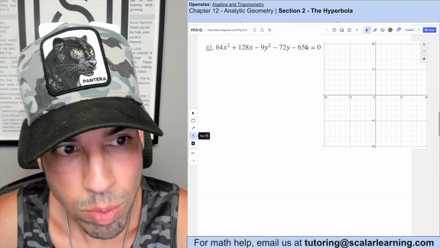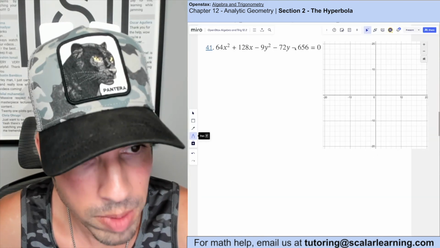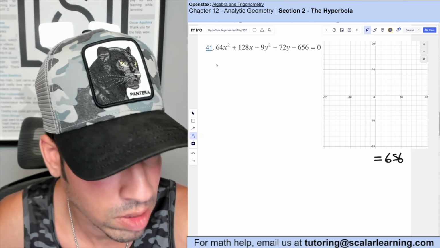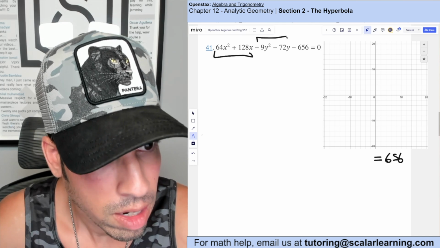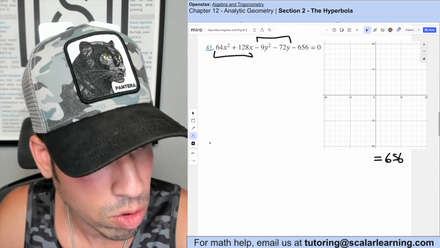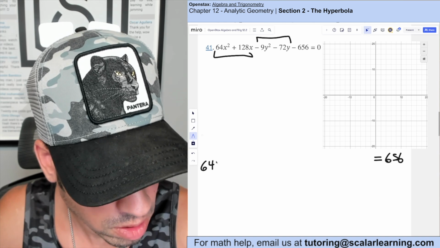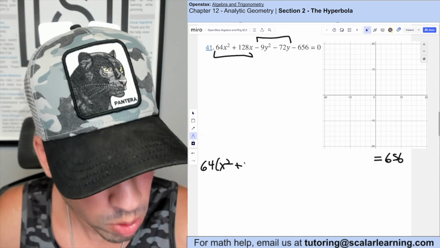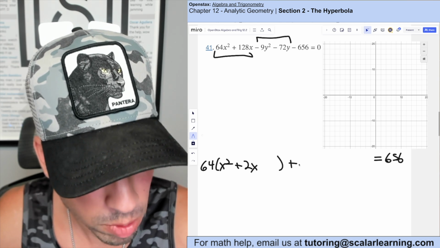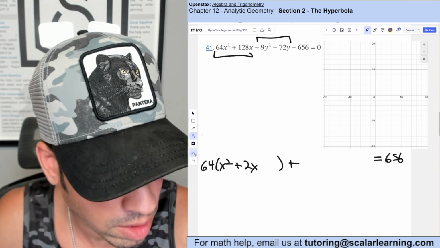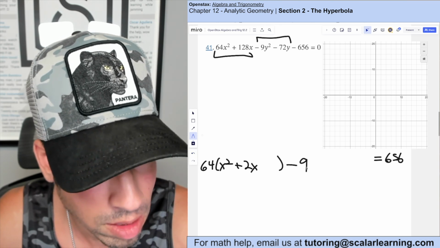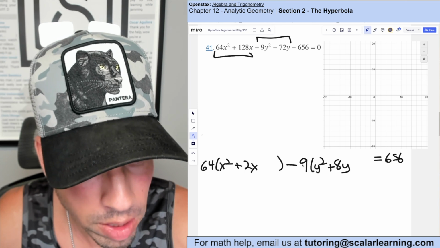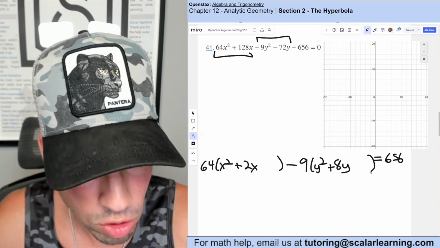Done. For this one, we got to start off by getting it into standard form. So I'm going to add 656 to the other side. We're going to do it down here. So that's positive 656. Then we're going to group these and factor out those leading coefficients. So I'm going to factor out a 64 out of the x squared and x. So that's going to be x squared plus 2x, and then leave a little bit of room. Over here, we're going to factor out a -9. So I'm going to make that -9 times y squared plus 8y, right? -9 times 8 brings us back to -72, and leave a little bit of room.